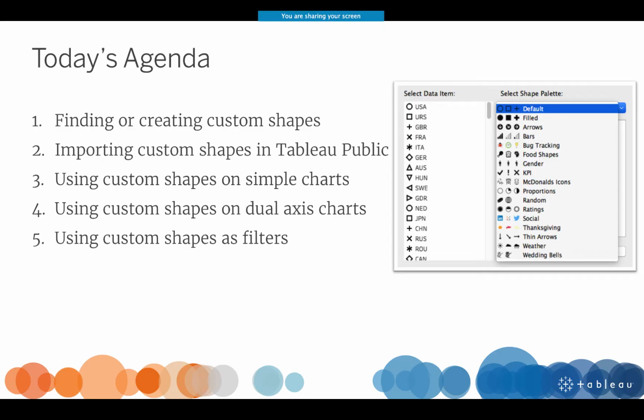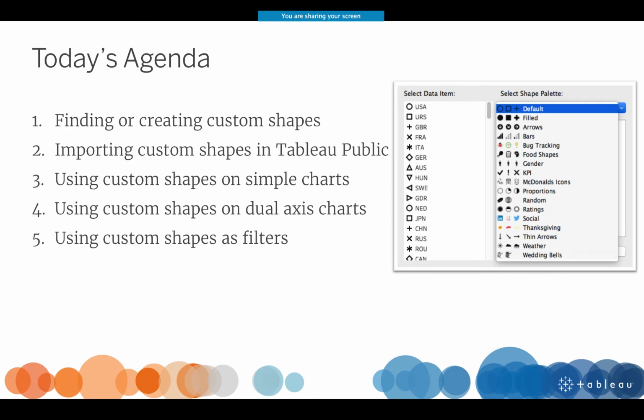First, I'll cover finding or creating custom shapes. Next, we'll be importing custom shapes into Tableau Public. So in the first step, now that we actually have shapes we want to use, how do we actually get those to work in Tableau Public to where we can build some custom charts?